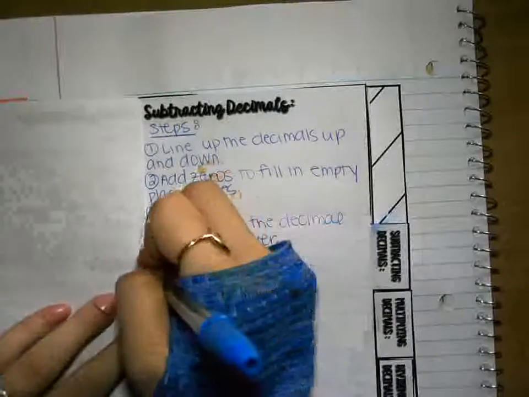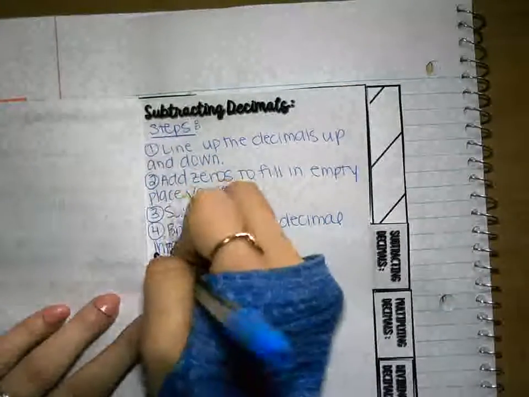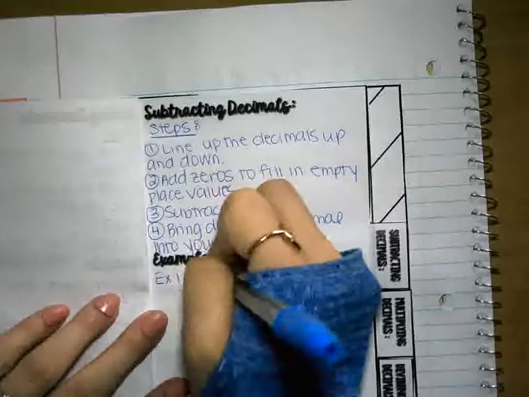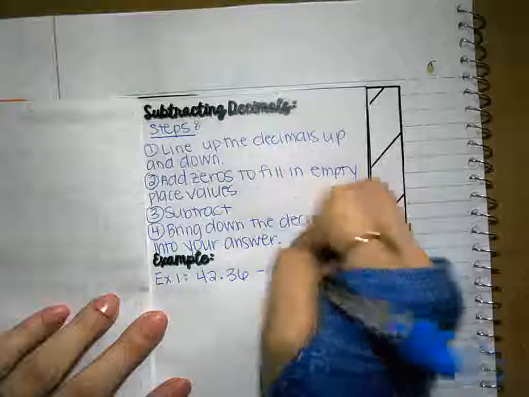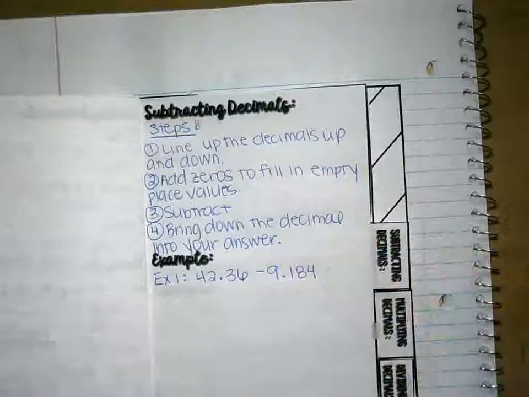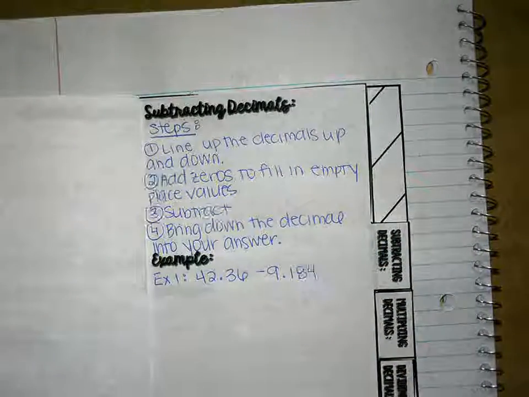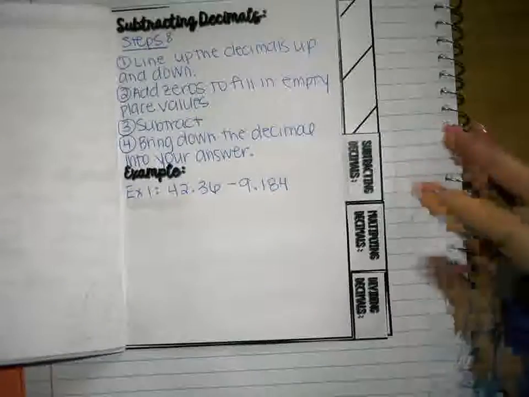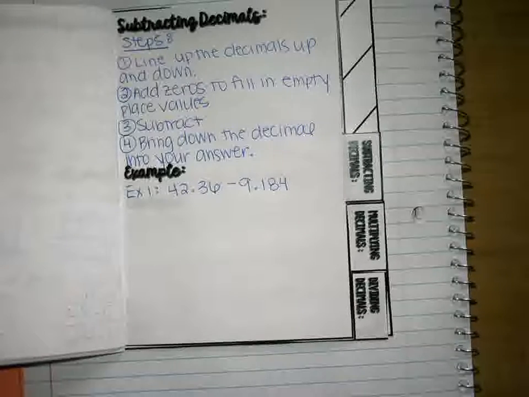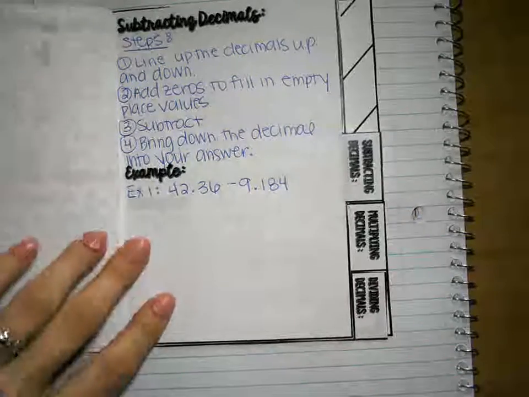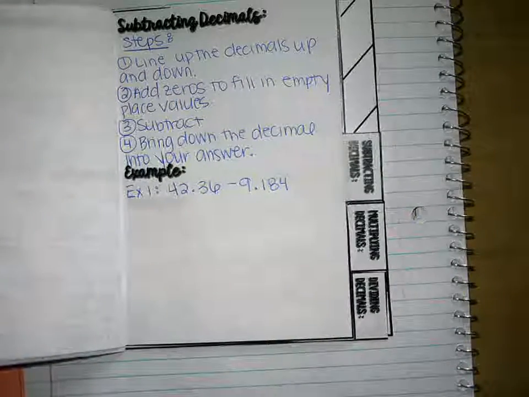So let's try this example, example 1. 42.36 minus 9.184. What do I have to do first? Line up your decimals.